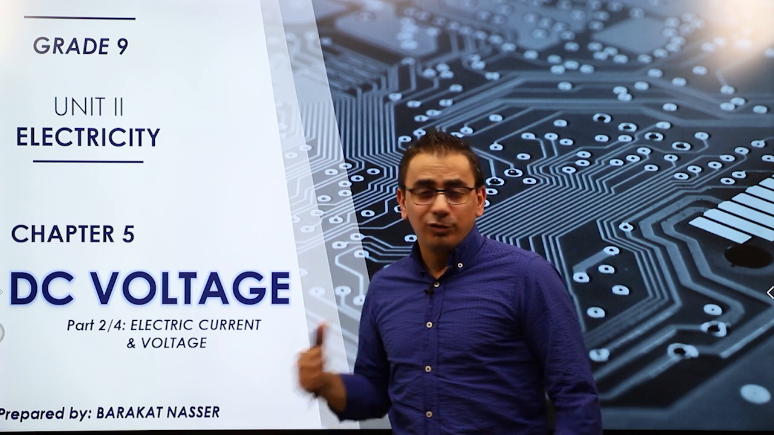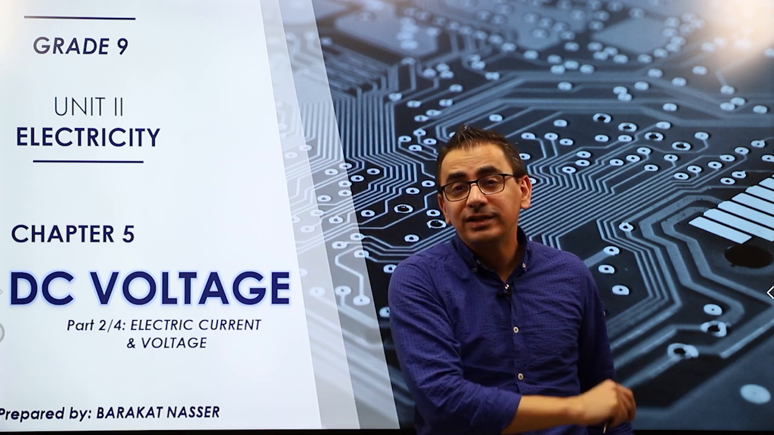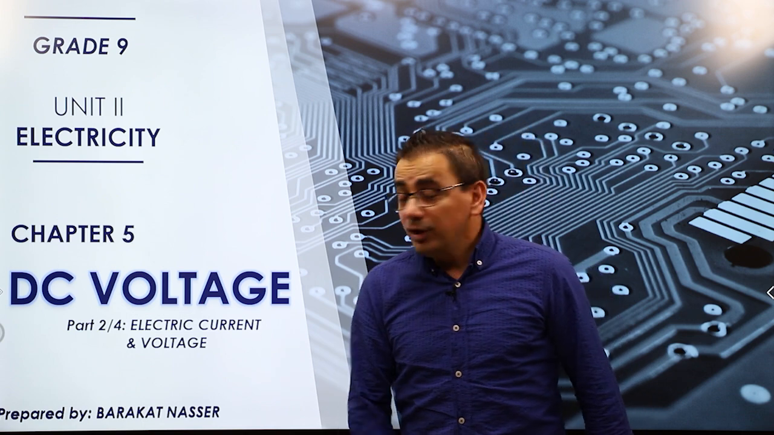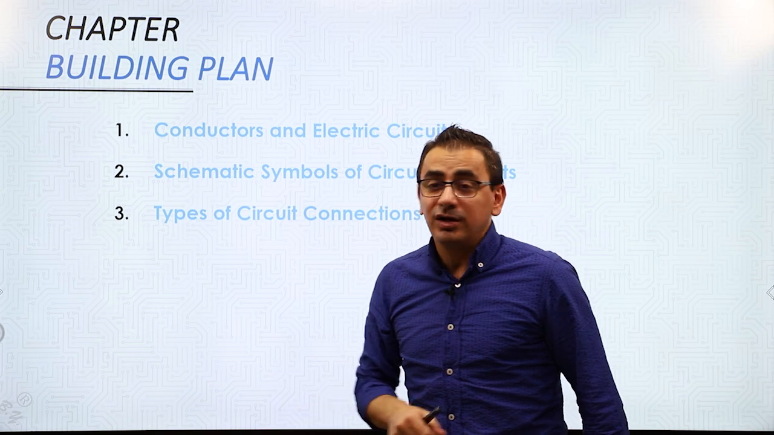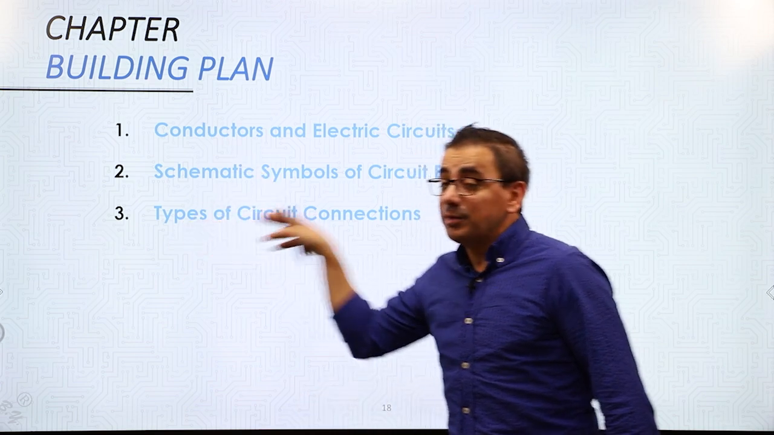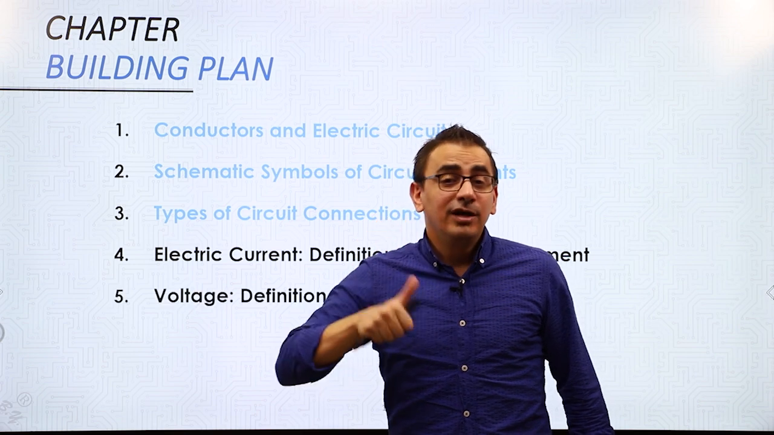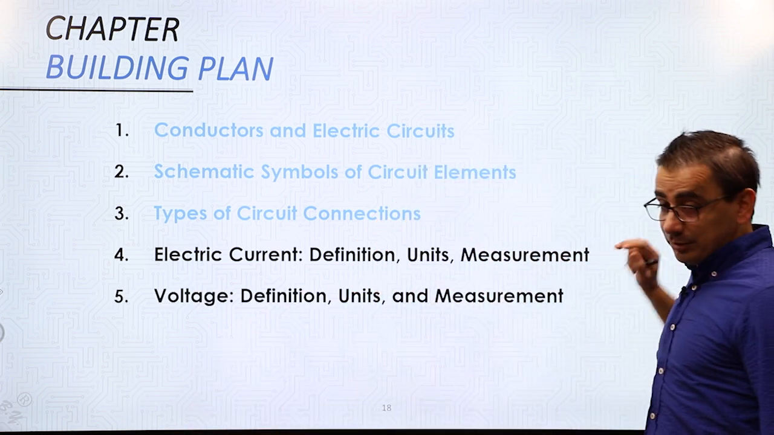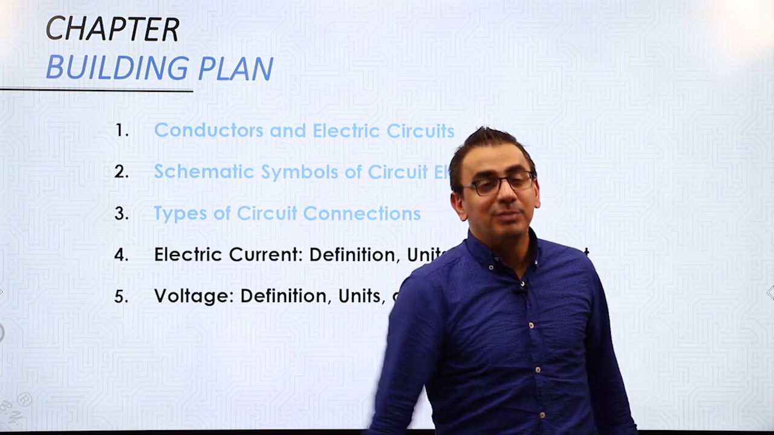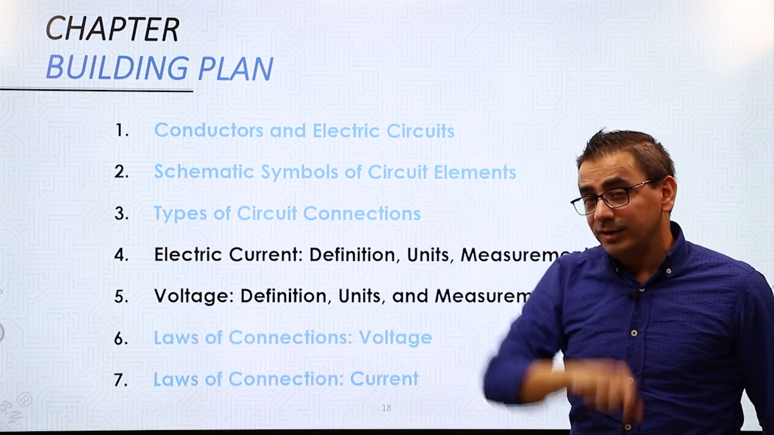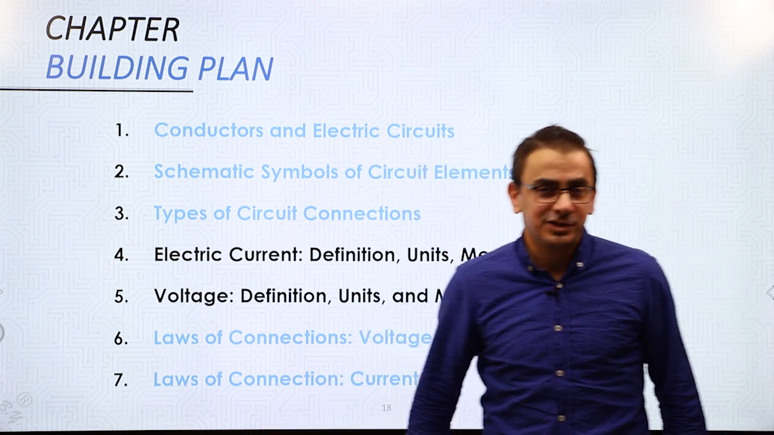Probably you have seen them or talked about them in previous classes, but now we're going to go into more detail. Where do we stand in the chapter now? We have covered the first three parts: conductors, schematic, and types of circuits. Today we're going to talk about electric current: definition, units, and measurement. Also, we're going to cover voltage: definition, unit, and measurements. Then, in the following section, we might talk about the laws of connection for voltage and current as well.